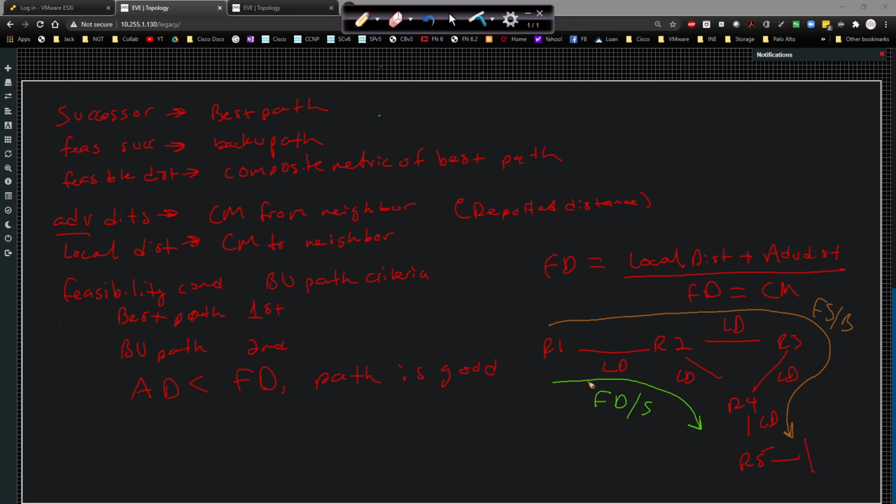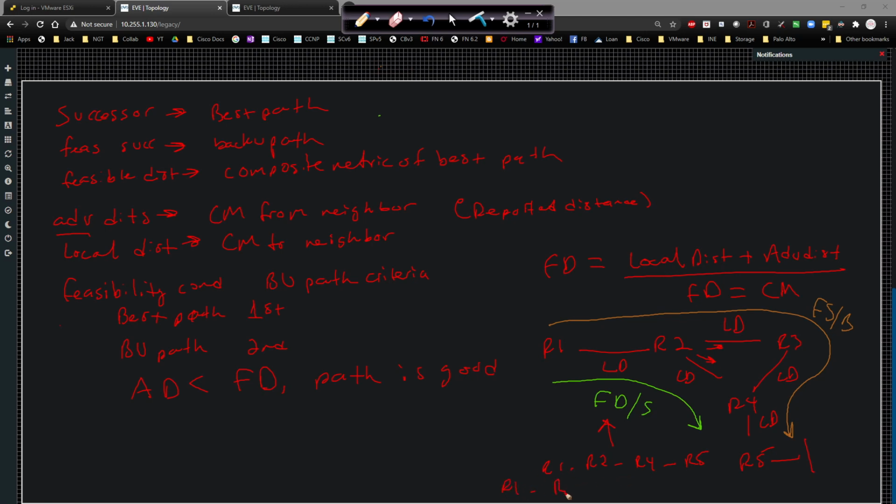Now, the way that this is going to come into play is when I look at the operations of how things are working. If I am R1 and I need to get to R2, I'm going to have two different ways to go, this way or this way. Let's assume that everything is in a good position and we're going to choose the R1 to R2 to R4 path. So R1 to R2 to R4 to R5. That is the feasible distance or successor route.